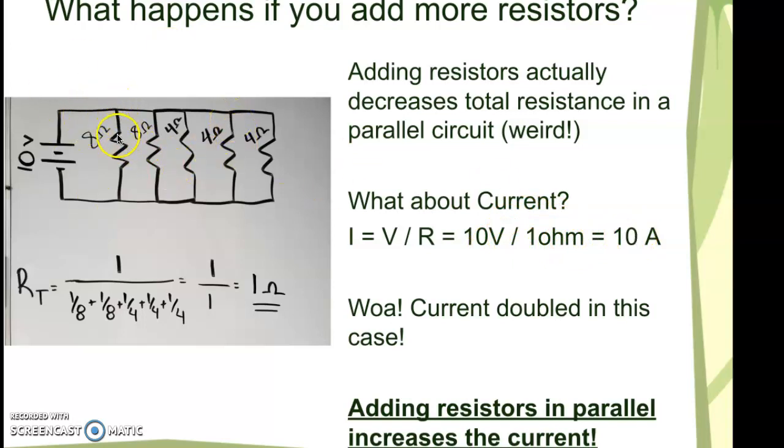Now the 10 amps is going to split among these branches, but if you summed these together, you would get the 10 amps flowing through the whole thing. That's a lot more. In fact, it doubled compared to our previous example. The thing I want you to take away from this is that adding resistors in parallel increases the current.